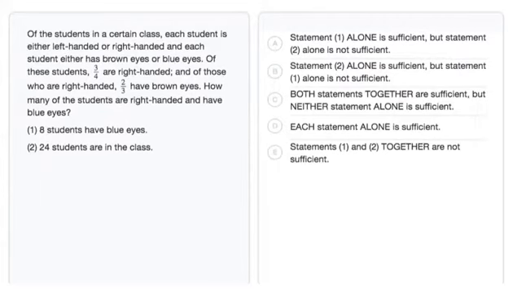To solve this data sufficiency question, we'll go ahead and consider each statement separately first and then together if needed. Before we dive into the statements, let's create a table just to organize the data that we're given in the question. Before we consider a table, let's give a variable name to the total number of students in the class. Let's call that X.